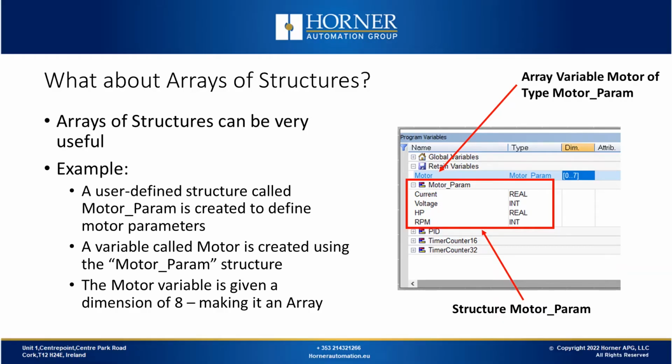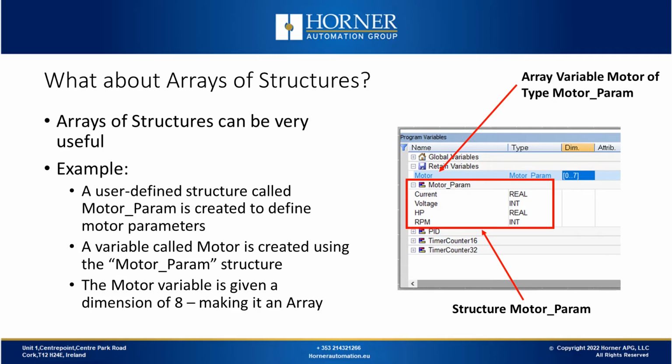Now let's look at arrays of structures. Remember, arrays are just variables that you can directly access, and that you can give multiple elements by assigning a dimension to them, but all those elements have to be the same type, whereas structures are the definition of a custom data type. Let's look at an example. So here we have a user-defined structure called motor param, which we created to define motor parameters. It has 4 variables stored within it: current, which is a real; voltage, which is an integer; horsepower or HP, which is a real; and RPM, which is an integer.